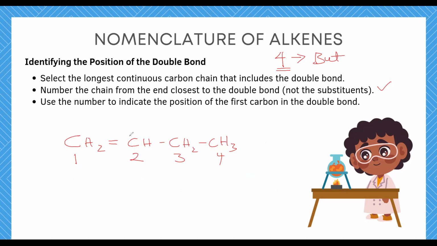Yes. Good. So now the third rule says use the number to indicate the position of the first carbon in the double bond. So between this guy over here that I just labeled and this guy over here, which one is the first carbon in the double bond?